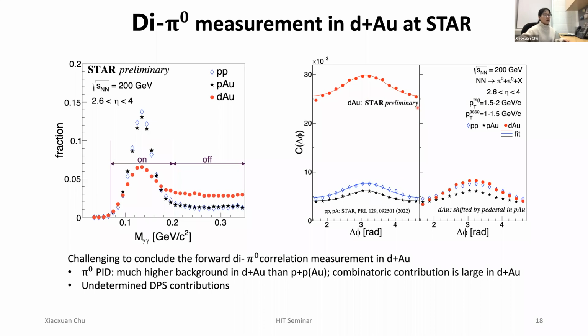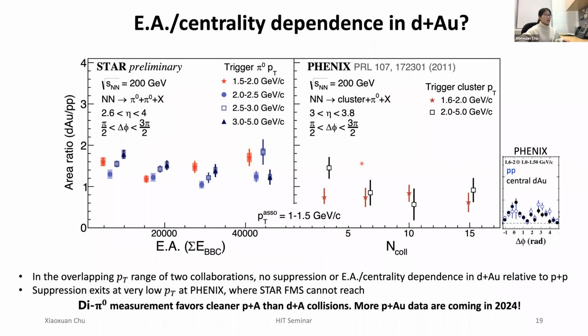And if we do a subtraction of the pedestal to move the D gold correlations shifted into the same pedestal as in P gold, we see actually in D gold there is no suppression compared to PP collisions. And we also compare our results to the previously published PHENIX result. So it is not an apple-to-apple comparison, it's only a quantitative comparison between STAR and PHENIX results.